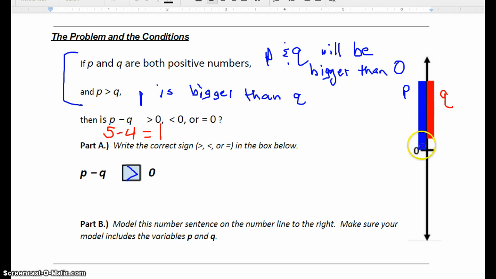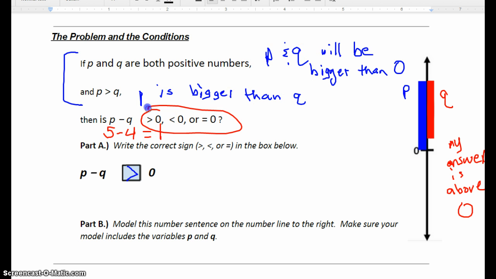So what I'm showing here is that if I, on the number line, go from 0 up to P, and then I take away Q, my answer is above 0. So when you answer these problems, the first thing to do is understand the conditions, and then a little cheat, a little trick, is to replace the variables with real numbers that follow those conditions so you can decide what the answer is.